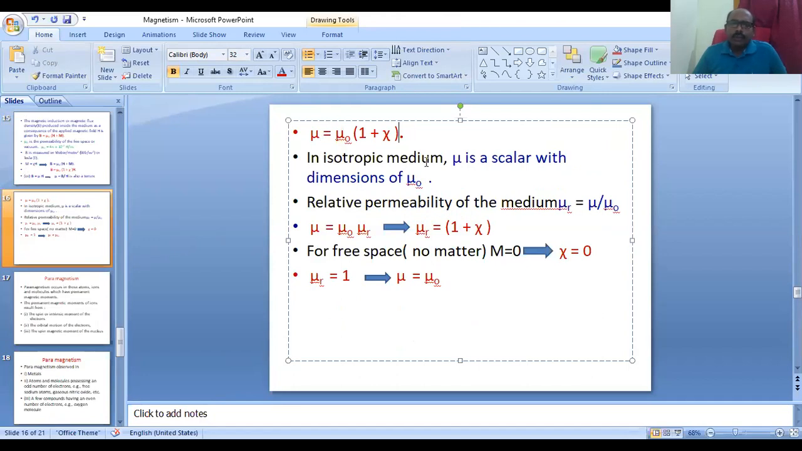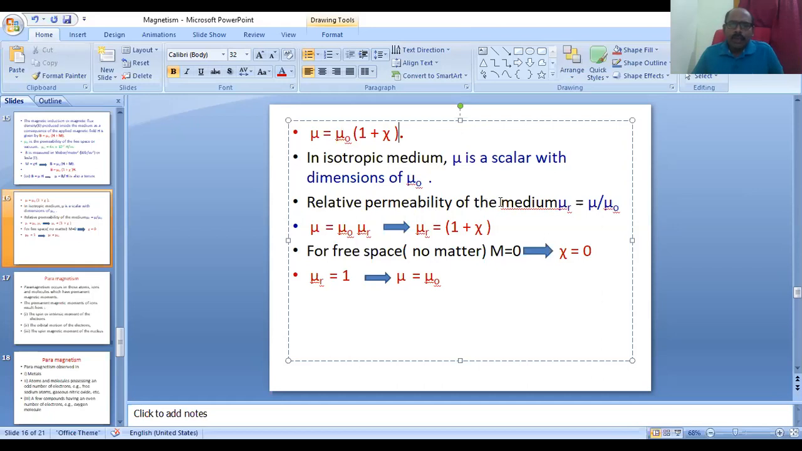In case of isotropic medium, B and H point along the same direction, and hence mu is a scalar with the dimensions of mu naught. Mu is the permeability of the medium. Mu naught is the permeability of the vacuum. So both the quantities have the same dimensions here. Therefore, mu has the dimensions of mu naught.